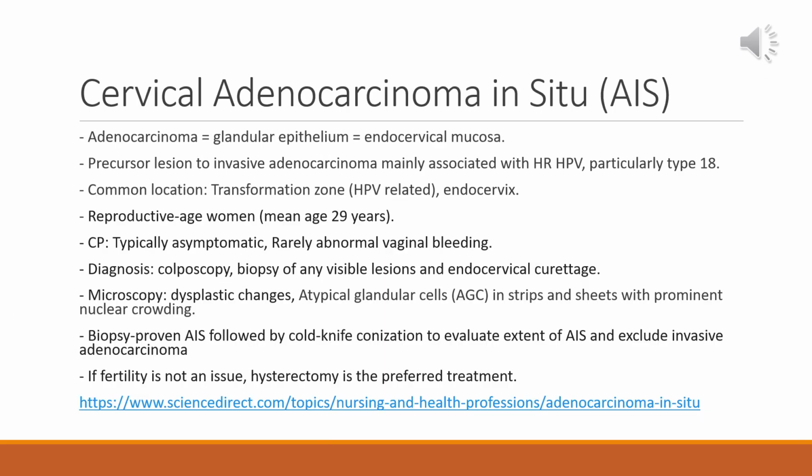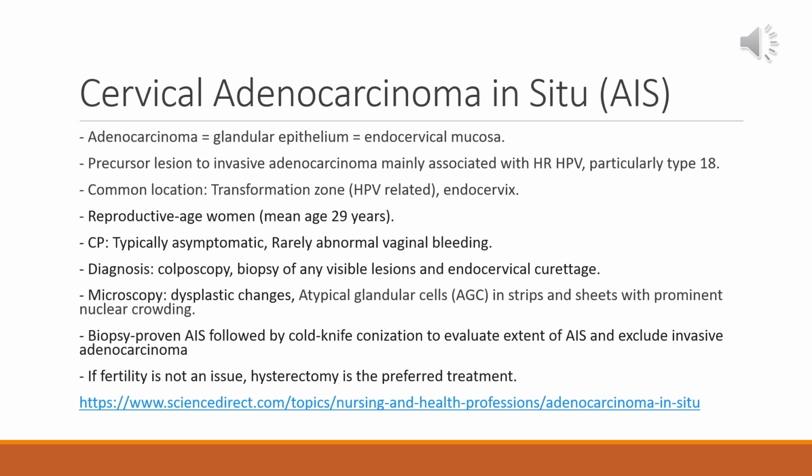Cervical adenocarcinoma in situ, AIS. Adenocarcinoma signifies its glandular epithelial origin. The in situ part signifies that it's a precursor lesion to invasive adenocarcinoma. This one is mainly associated with high-risk HPV, particularly serotype 18. The common location is either in the transformation zone or in the endocervix. The typical patient is a reproductive age woman, let's say around 29 years old. Clinical picture is typically asymptomatic but could be rarely abnormal vaginal bleeding. Diagnosis is via colposcopy with a biopsy of the visible lesion and endocervical curettage to remove it.